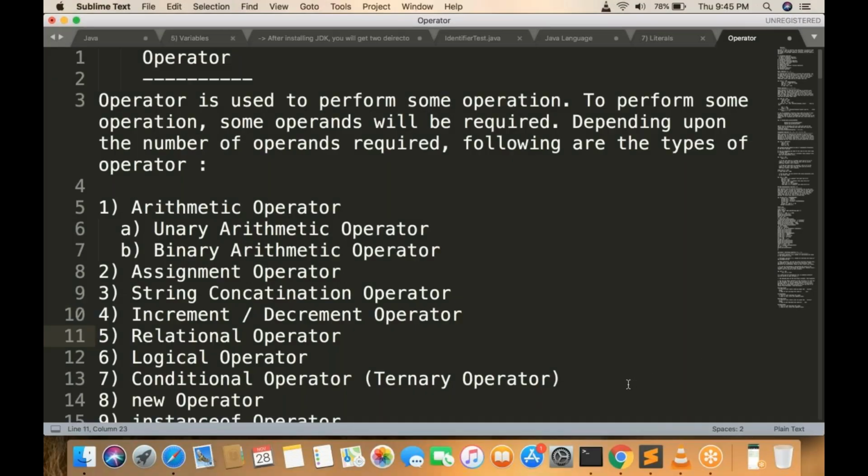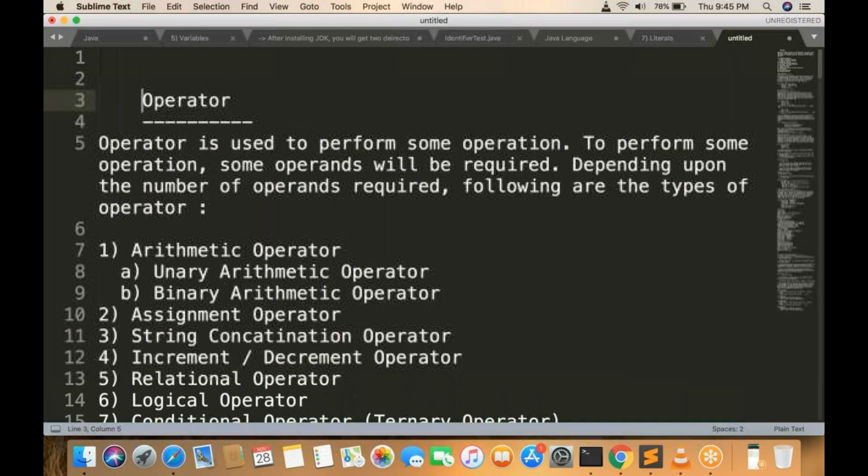Today we'll start operators. Okay. So why are we using operators? What is the use of operators? Before that, just now.